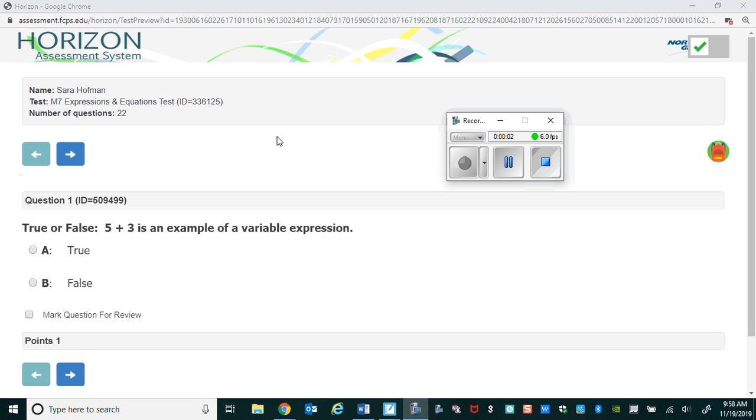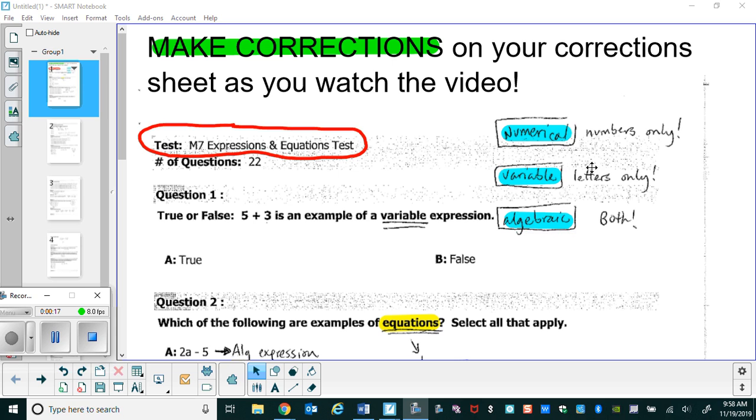So in this video, I'm going to be going through your expressions and equations test. It was an ecart test, and this was the very first question. What I have done is I have printed all of these questions into a PDF, and they're all now in the Smart Notebook file. And this allows me to go through question by question with some explanations off to the side. So this was an ecart.